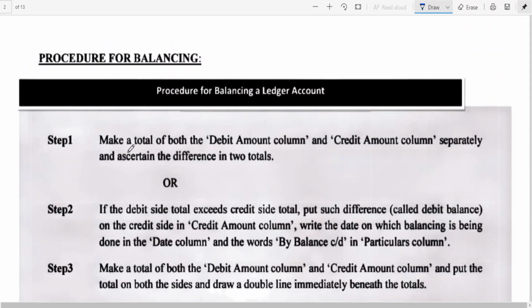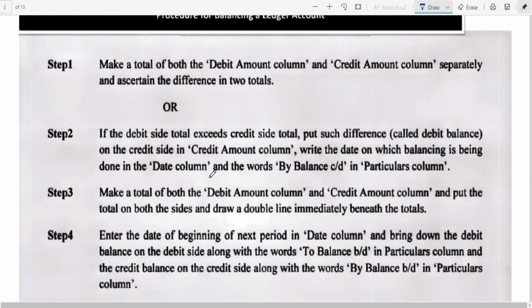If you want, we can see. Make a total of both debit columns and credit columns separately. Ascertain the difference in totals, debit side total and credit side total. If the debit side total exceeds the credit side, put such difference, called debit balance, on the credit side, in the credit amount column. Write the date on which the balance is being done in the date column, and the words "by balance carried on".